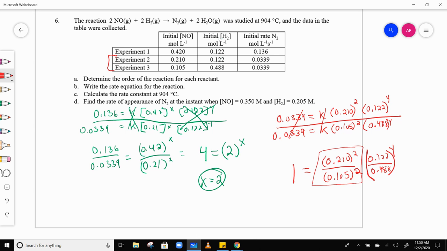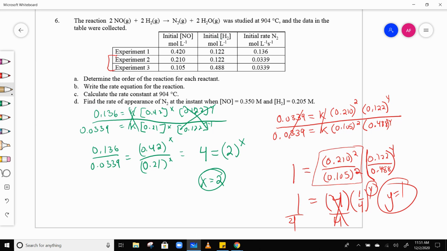So 0.210 divided by 0.105 should be 2. And then square it, and we get 4. So this is 4, and this is 1, and then 0.122 over 0.488 should be 1/4, I believe, right? Yep, 1/4. I think you're seeing what's going on here. So divide both sides by 4. You see 1/4 to the Y equals 1/4. So Y, therefore, has to be 1. Y equals 1. So the order of the reaction with respect to NO is 2.